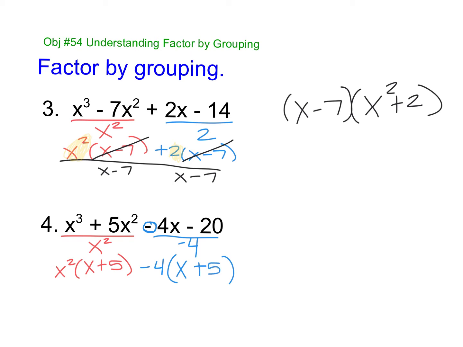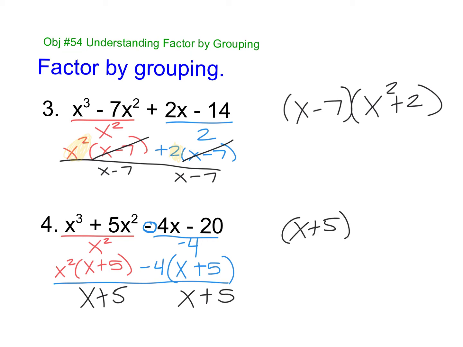Okay. So then when I divide, I'm going to divide out that x plus 5. Right? X plus 5, x plus 5. So the GCF up front is x plus 5. And then what's left over when those go away? We're left with that x squared and the minus 4. Now, I said there was another step.